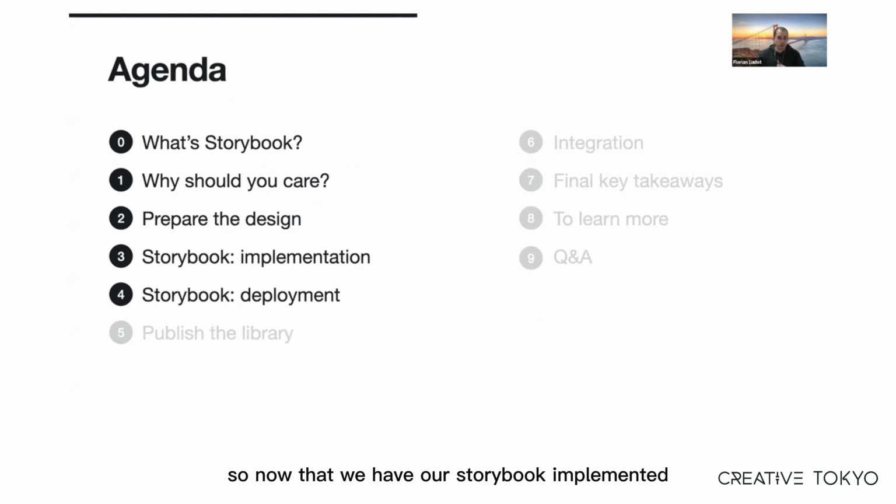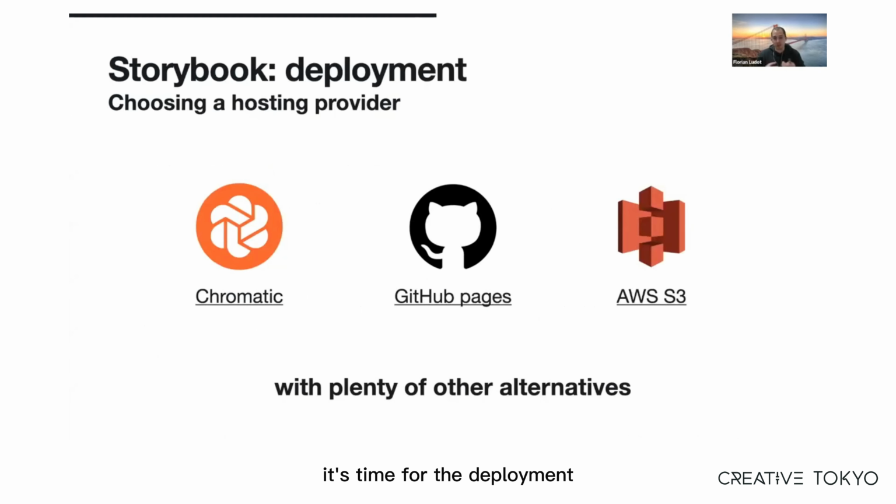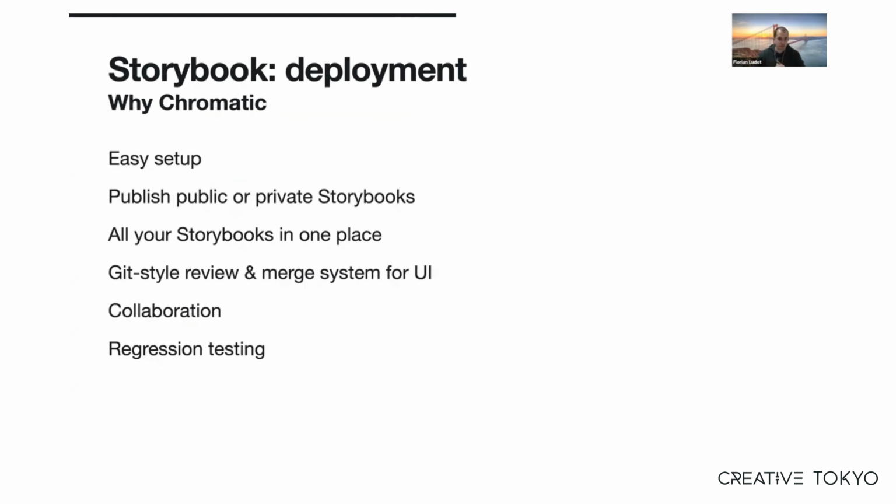So now that we have our Storybook implemented, it's time for the deployment. We have the possibility to choose among a lot of providers. Chromatic, which is the same team who made Storybook. You also have the ability to publish to GitHub Pages, AWS S3, and a lot more providers. We will choose Chromatic because it's very easy to set up. You have the possibility to have public or private Storybooks. All your Storybooks will be in one place. There is a nice Git-style review and merge system for your UI. It's great for collaboration, and it allows you to use regression testing.